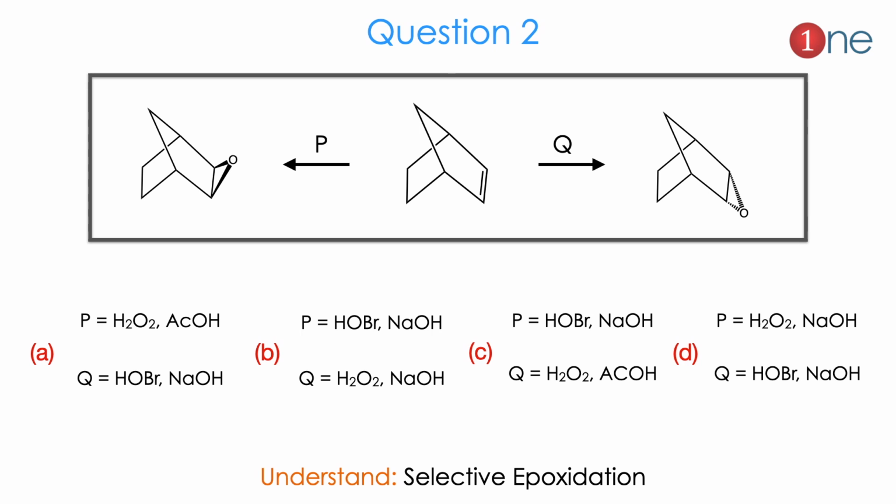Then question number 2. The compound contains a bridged carbon, which is a bicyclic system, and an alkene is there. Here selective epoxidation occurs. They ask for the reagents. The reagents are peroxide and acetic acid. Here you have to look at the reagent and find the respective oxidation. You have to understand the question is about selective epoxidation because of its reagents.